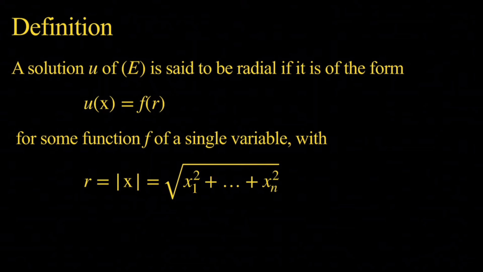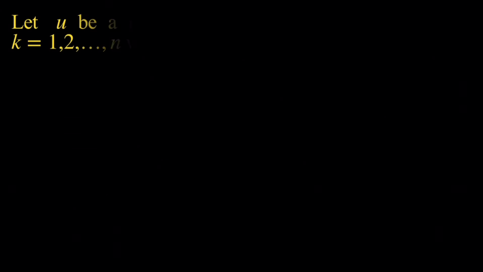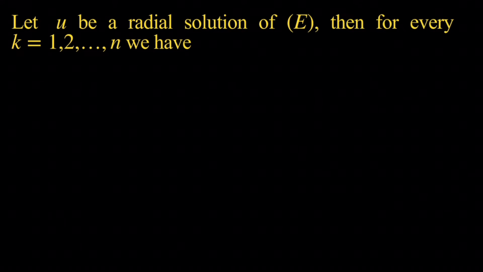Okay, so we want to translate this partial differential equation into an ODE that we're going to solve. So we're going to pick an integer k that is between 1 and n. And we're going to assume that we have a radial solution that is given by u of x equals f of r.